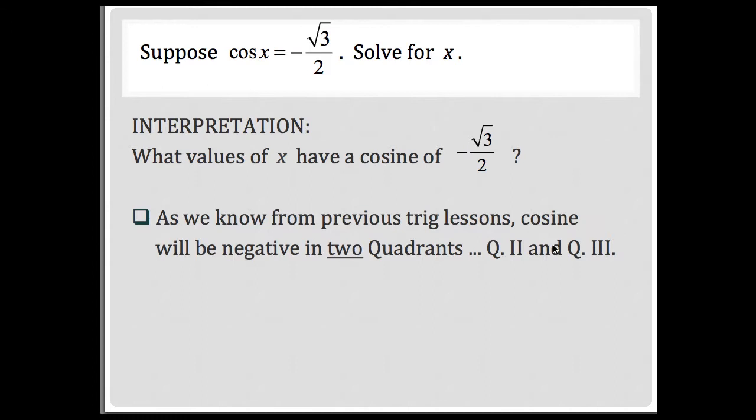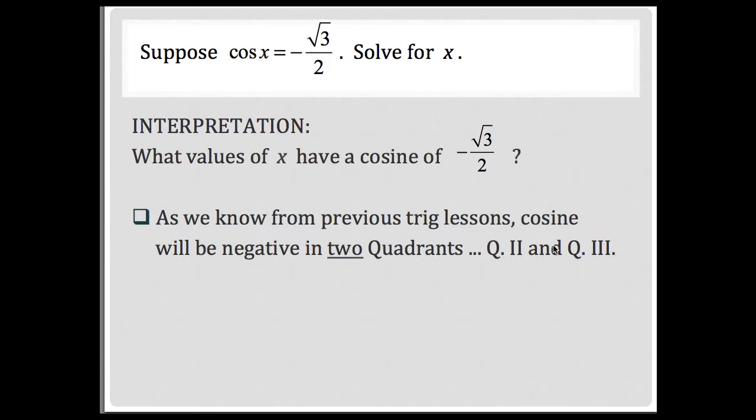So let's start with a basic example of what one looks like. Suppose we wanted to solve the trig equation cosine of x equals negative root 3 over 2. And we're asked to obviously solve for x. What that means in real English is that we're trying to find those angle values x that have a cosine of negative square root of 3 over 2. This is where your unit circle information kicks in.